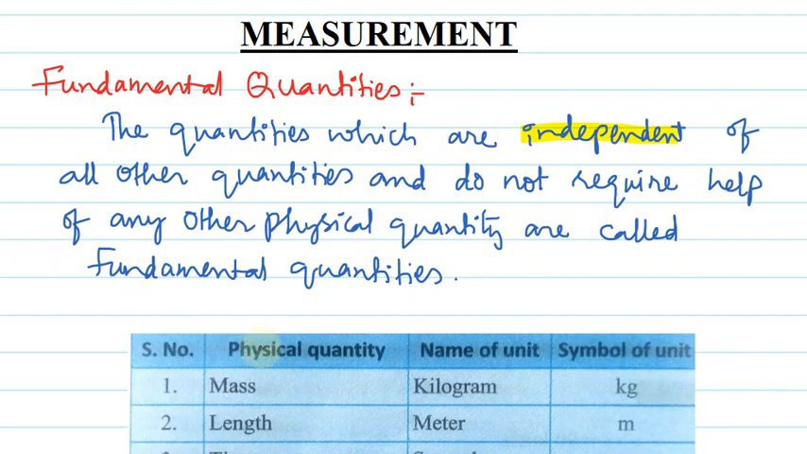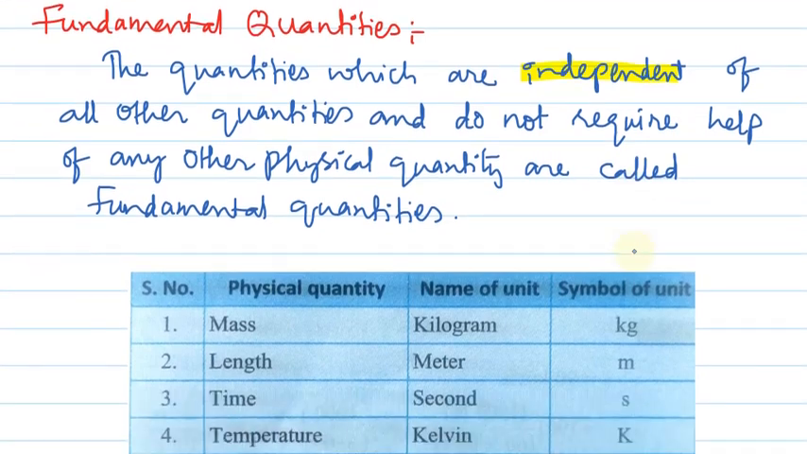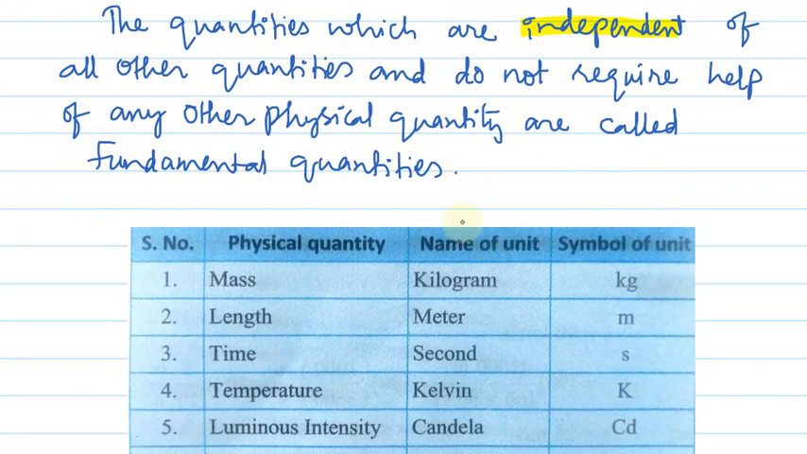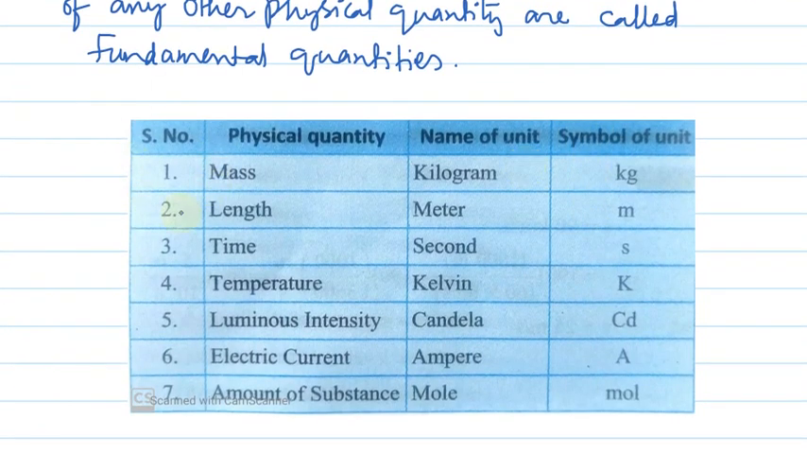Now in SI system, there are 7 fundamental quantities. Let us see what are those fundamental quantities in SI system. And these fundamental quantities are also called as base quantities or absolute quantities. So in that, first one is mass, and the unit of this mass is kilogram, and the symbol of the unit is small k and small g. Second one is length. Its unit is meter and the symbol is small m. And third quantity is time. Unit is second. Symbol is small s.